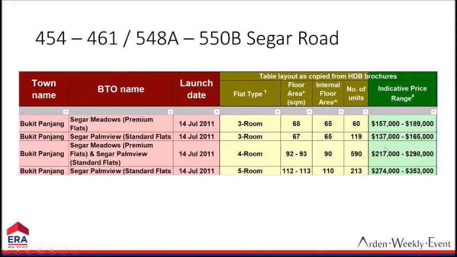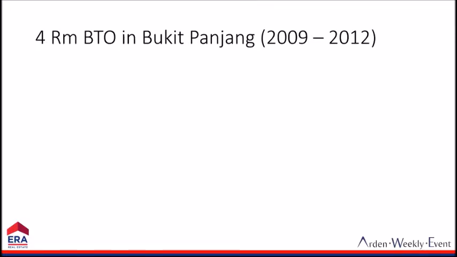So 456 to 461, 548 to 550 Senja Road. So these generally are the prices that were transacted. In fact, they were actually quite cheap. This was actually launched in 2011. Surprisingly, the prices for the BTO dropped a little bit during that period of time. So now we're going to run through a quick example.